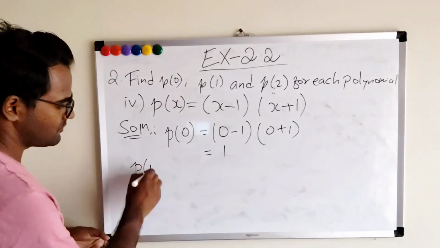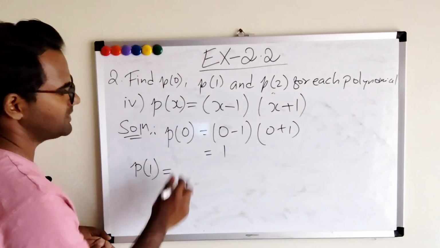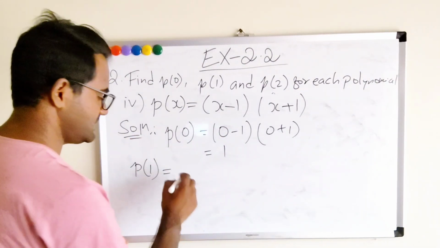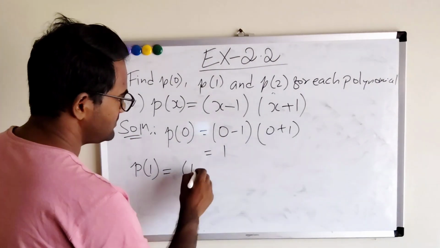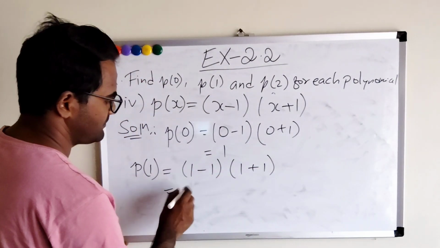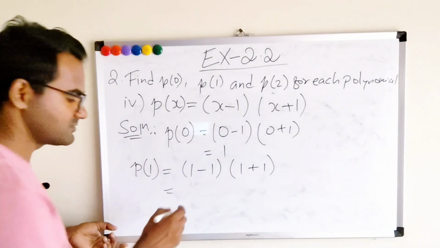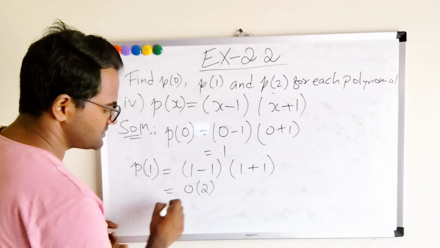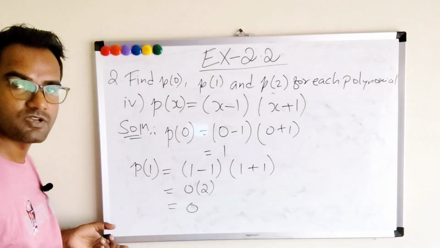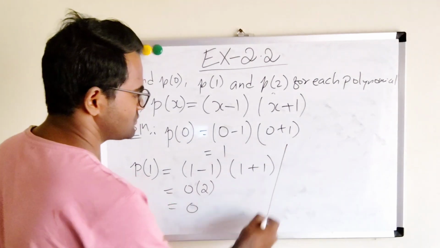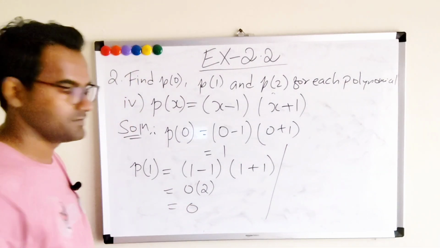You have P of 1. P of 1. So you put in place of x, you put 1, right? Which is 1 minus 1, 1 plus 1. Now 1 minus 1 is what? 0, right? And 1 plus 1 is 2. So 2 into 0 is what? 0. Anything multiplied by 0 is 0. You know it, right?